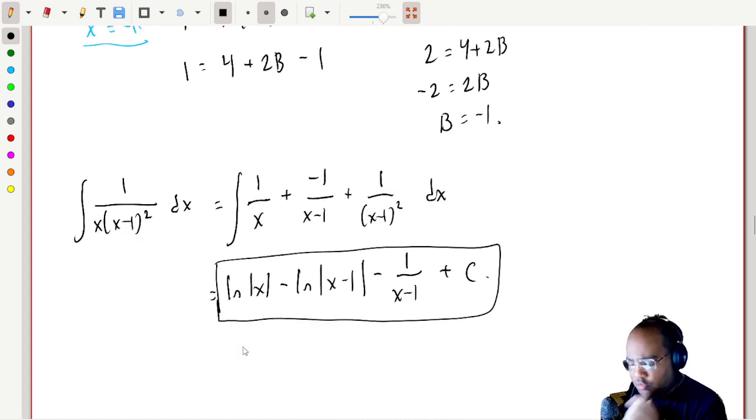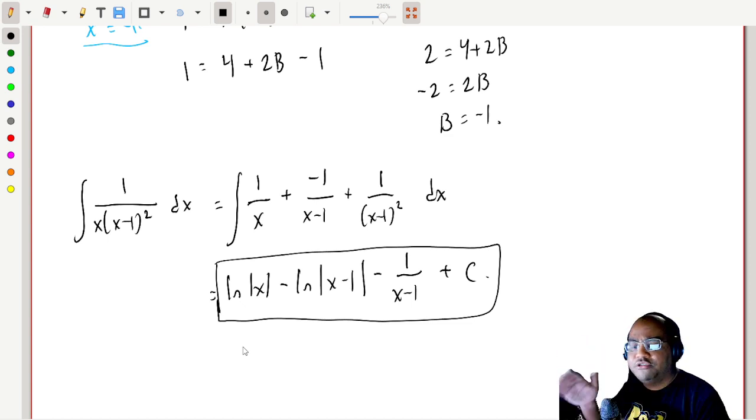Remember, of course, again, when you integrate 1 over x or 1 over any linear function, when you take the antiderivative, you need the absolute value bars in the logarithm. Technically, you're supposed to do that. There are some cases where we can skirt that. This is not one of them.